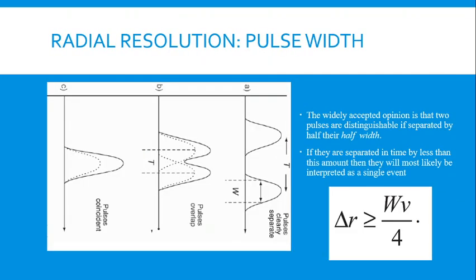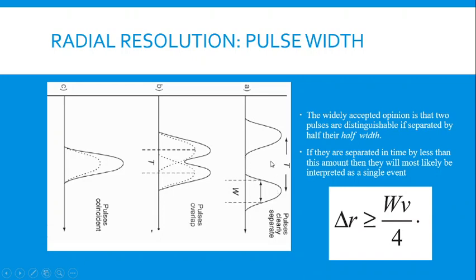So as we talk about the radial or the pulse width, consider this case where the pulses are sent into the subsurface. In image A, what we can see is that there are two peaks.